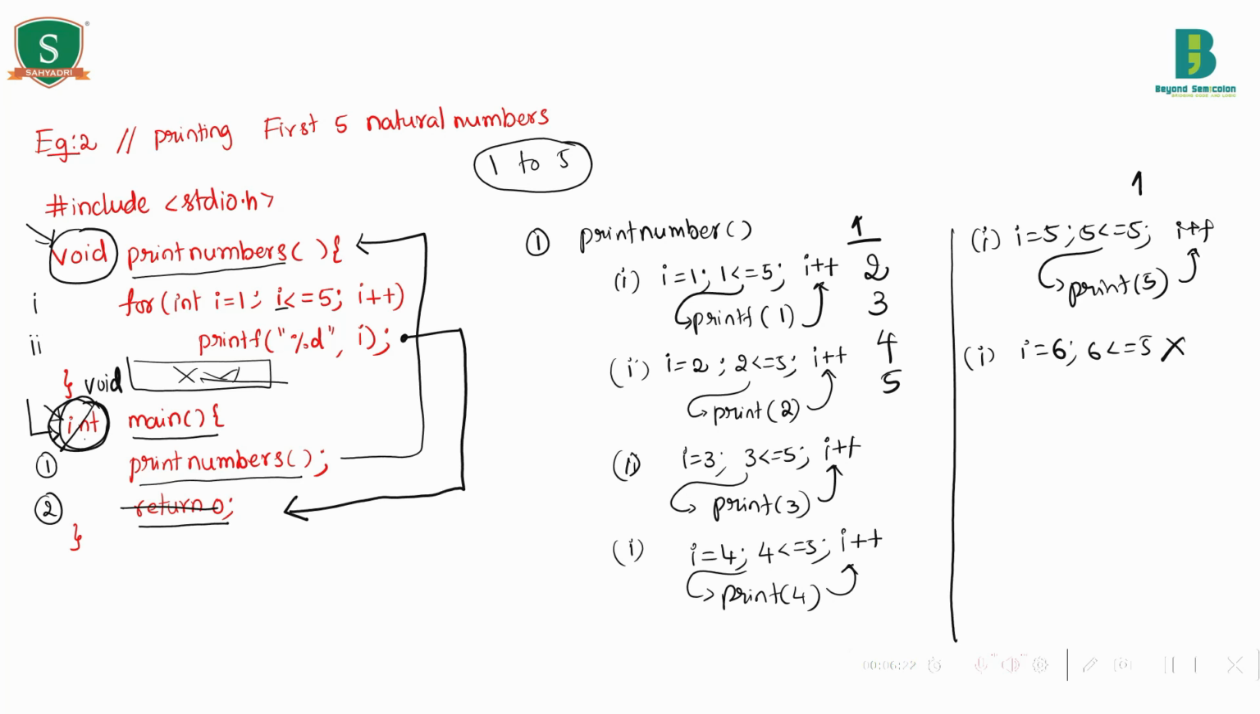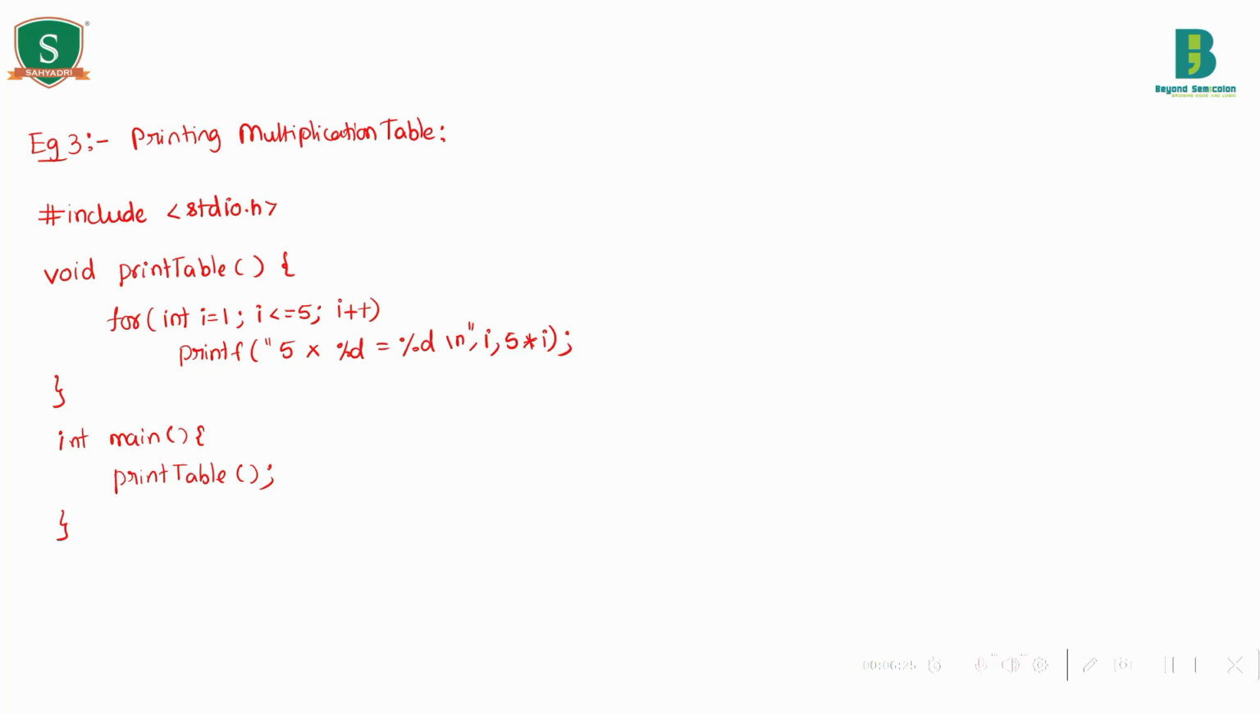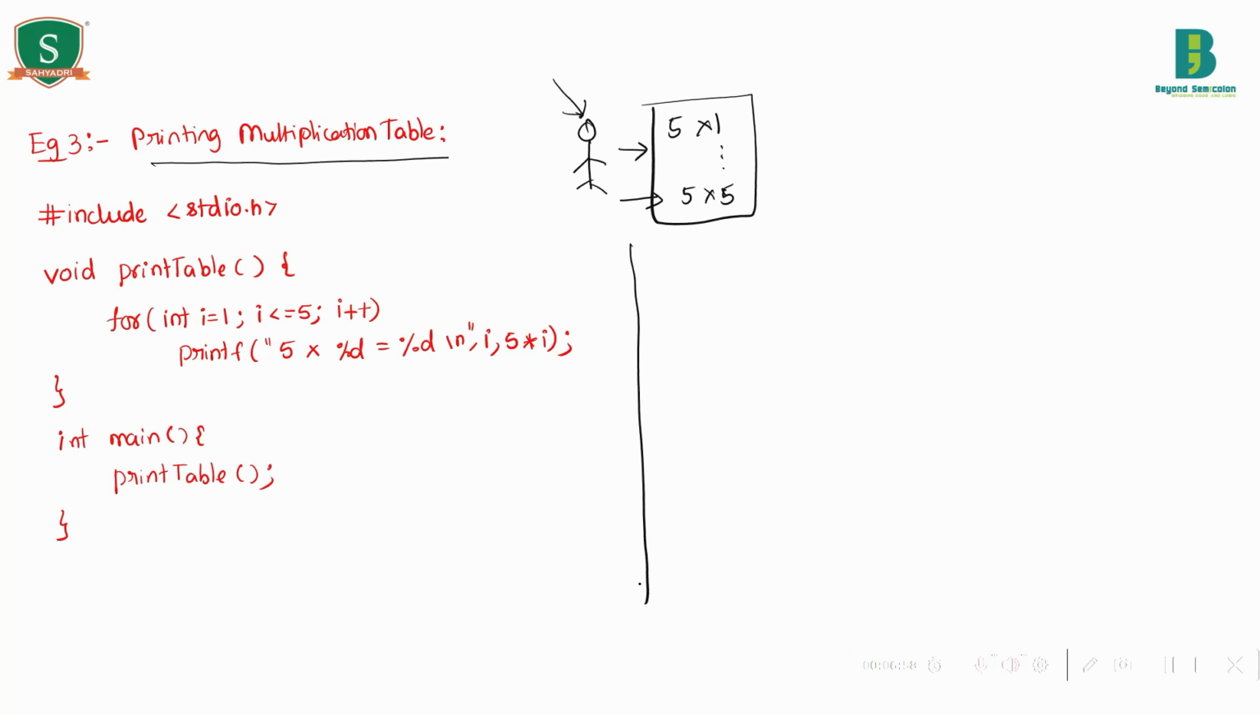Let us see one more example so that we will get better clarity about no input, no parameters and no return value. Third example, let us consider there is a human being who does multiplication of 5, from 5 multiplied by 1 to 5 multiplied by 5. Whenever we call this function, he will tell 5 into 1 is equal to 5, 5 into 2 is equal to 10, similarly till 5 into 5 is equal to 25. That is his job. Let us try to trace the program.